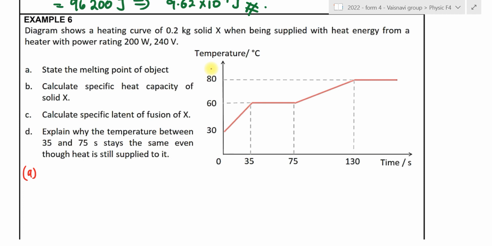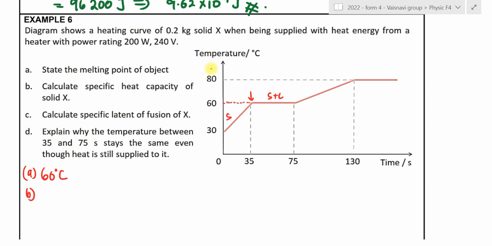Oh, sorry, Safrina. What is the melting point? 60, yeah, 60. This area is solid. This area has solid plus liquid. So melting happens here. When melting happens the temperature does not change. Because heat energy is used to overcome the force of attraction first, to break the force. So 60 degrees Celsius.